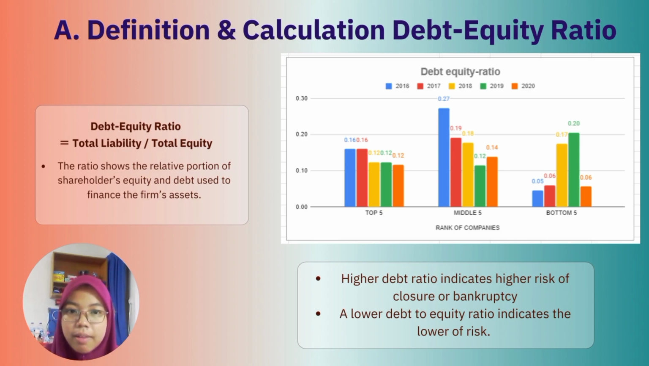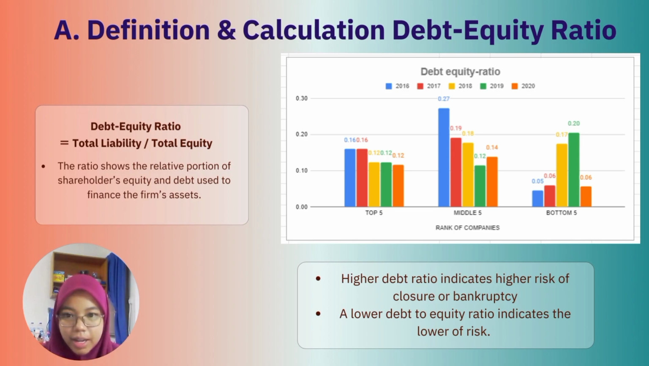Okay, we see in the middle 5, 2016 has the highest debt equity ratio, which indicates a higher risk of bankruptcy. But then in 2020, they managed to lower their debt equity ratio and not above 1.0. It's still okay, and the company's risk of bankruptcy is still lower.